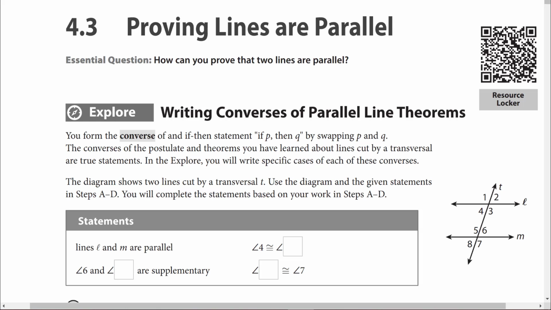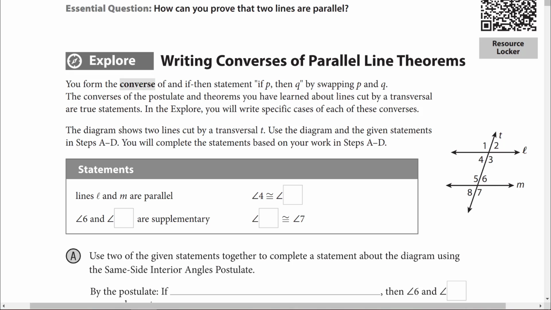Hello, geometry. Today we're going to be looking at section 4.3, which is proving that lines are parallel. So far we've had rules where we assumed the lines were parallel and then said something about the angles. We had these in if-then statements: if lines L and M are parallel, then angles 4 and 6 are congruent. Then the alternate interior angles are congruent. Today we're going to be talking about the converses.